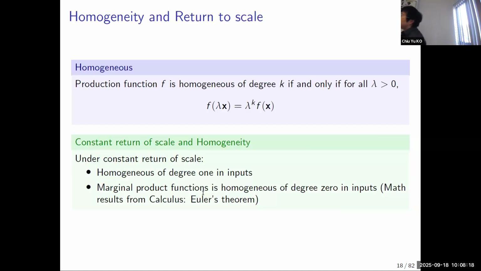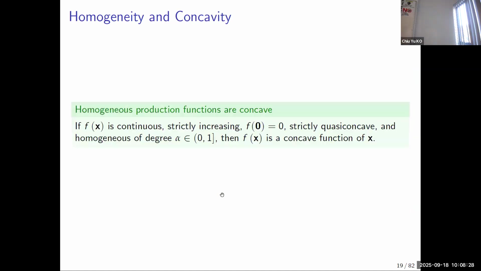So why do we want to learn this math result? I mean, what's the point for us? We ask, why do we care about the math? The main thing is about this result. Remember, we already assume f is continuous, certainly increasing and certainly concave. This we assume in the beginning.